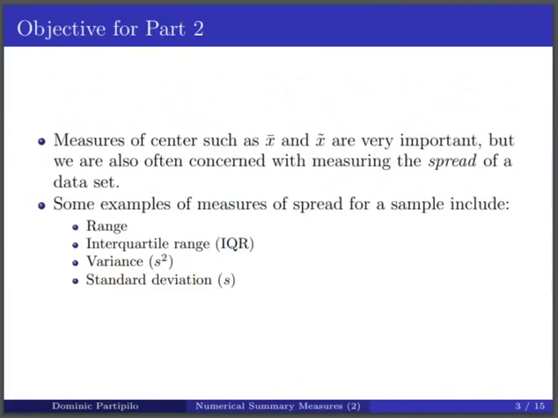So now let's talk about part 2. We covered measures of center, we covered mean and median, and those are very important, but we're also often concerned with measuring the spread of a data set. Some examples of these measures of spread include range, interquartile range, variance, and standard deviation. We're going to be talking about all four of these in this video.